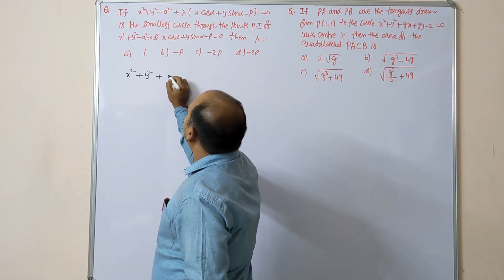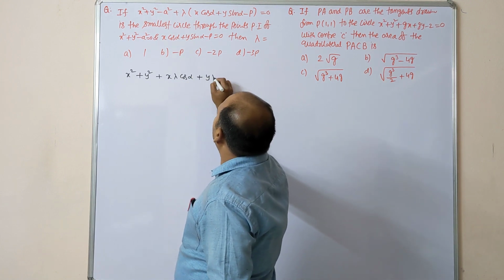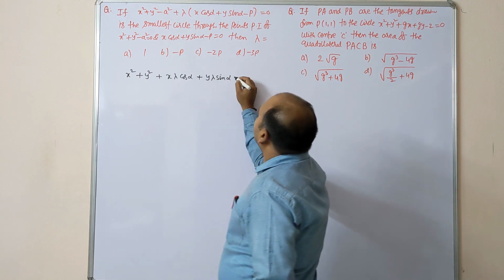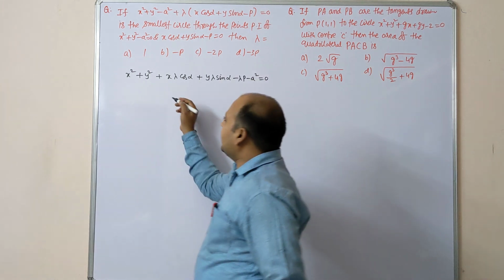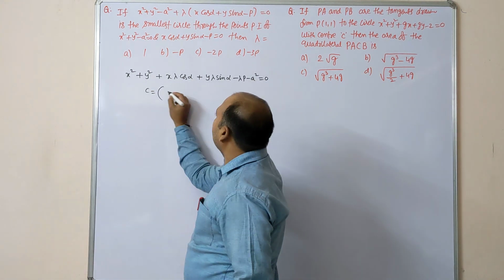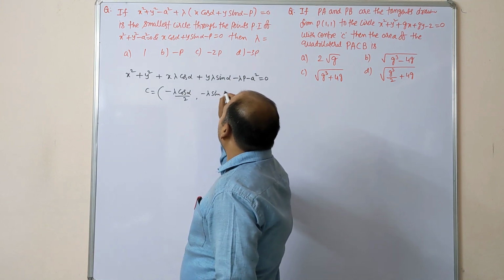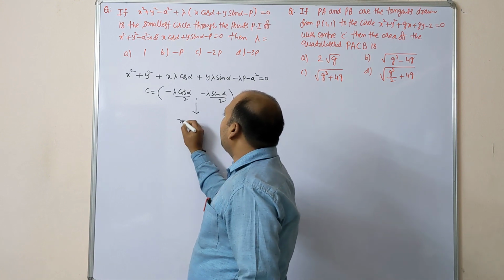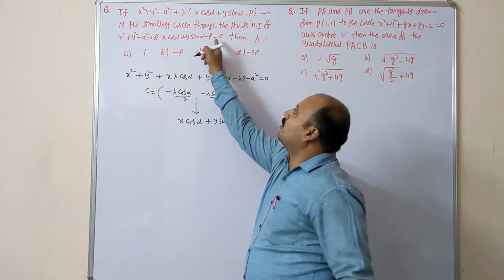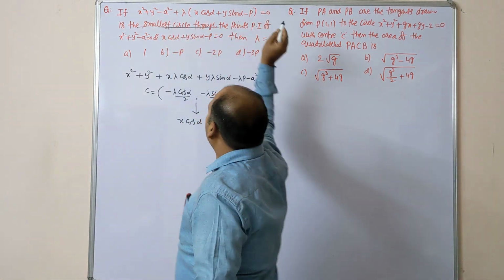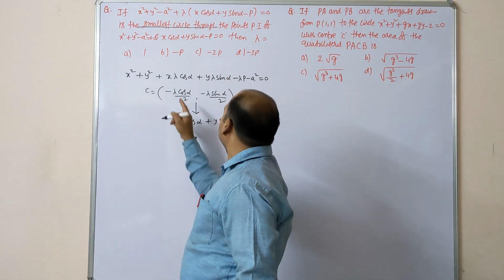So from that, x lambda cos alpha, next y lambda sin alpha minus lambda p minus a square equal to 0. Center is what? Center C equal to minus x coefficient by 2, minus y coefficient by 2: minus lambda cos alpha by 2, minus lambda sin alpha by 2. This center lies on the line x cos alpha plus y sin alpha equal to p, or minus p equal to 0. Whenever it is the smallest circle, this will become a diameter of the circle. So in place of x and y substitute this value.